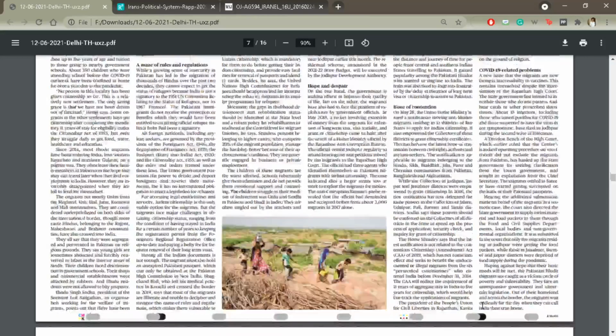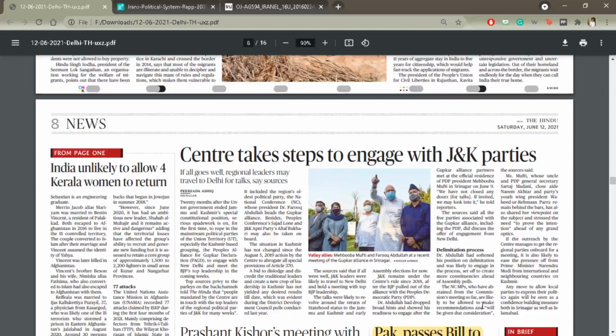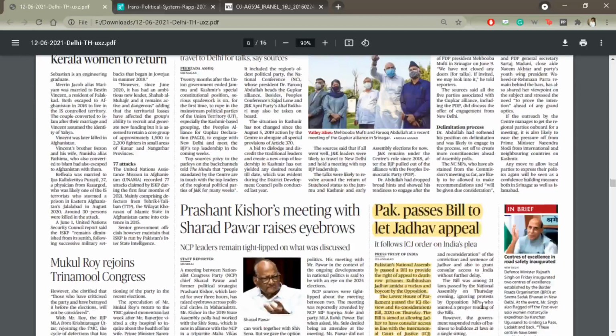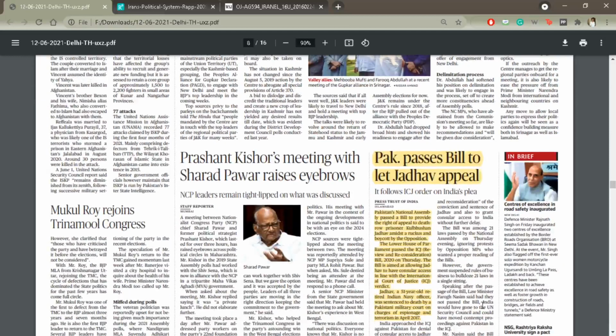Then, moving on to other national news: Pakistan passes bill to let Jadhav appeal. This is related to Kulbhushan Jadhav's case. The ICJ, that is the International Court of Justice, had passed a judgment that he should be provided with consular access and the right to appeal. That had been denied to Kulbhushan Jadhav.